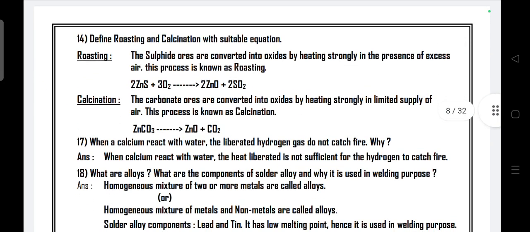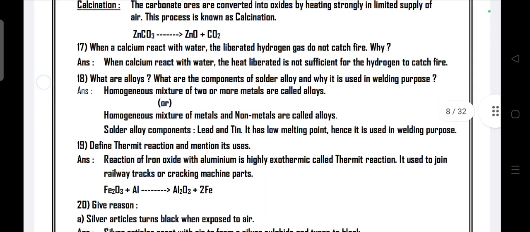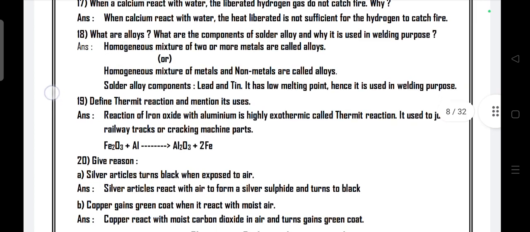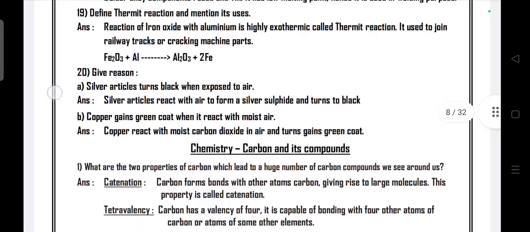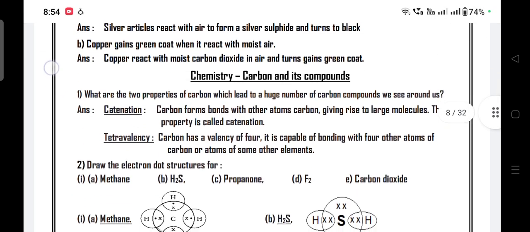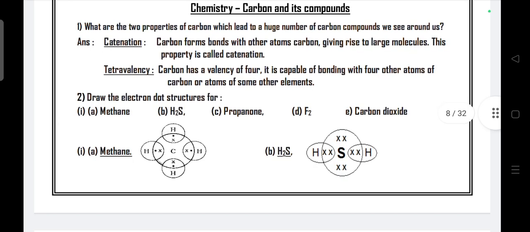What is roasting and calcination? What are alloys? Define thermite reaction and mention its uses. Give reasons from that chapter. So now come to chemistry, carbon and its compounds. Important questions from this chapter are: what is catenation and tetravalency, draw the electron dot structure. Any two they'll ask.